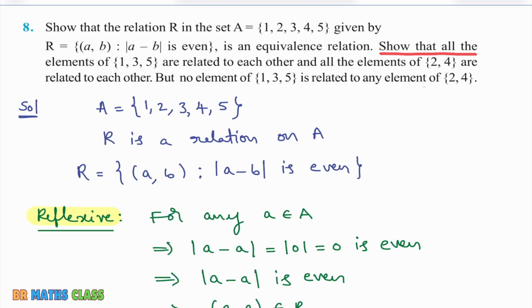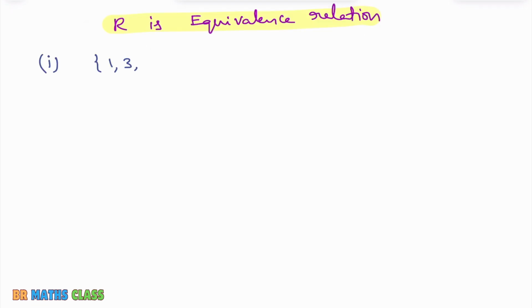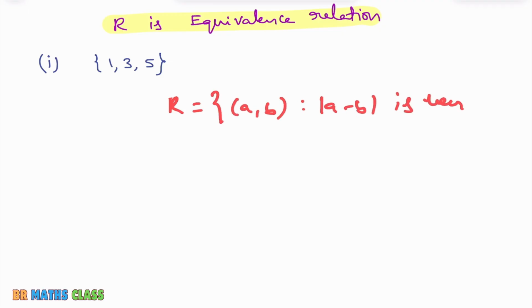Show that all the elements of {1, 3, 5} are related to each other. We need to show that all the elements of the set {1, 3, 5} are related to each other. That means, what is the relation? When we say 1 is related to 5, you take this relation: the ordered pair (A, B) belongs to the relation when modulus of A minus B is even.